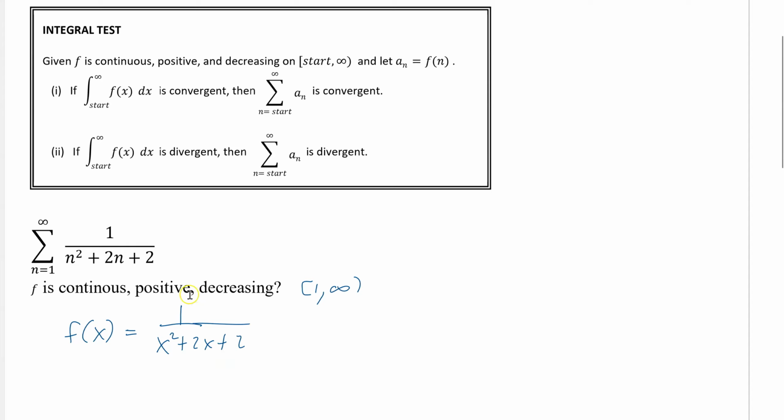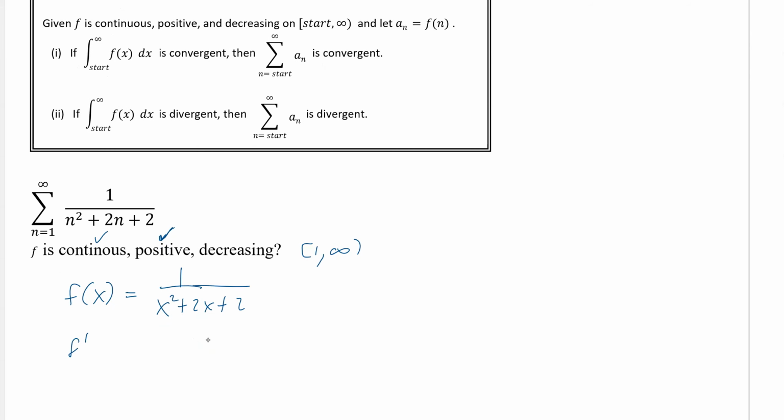And so let's go with positive first. There are no subtractions here, so this is definitely positive. So we're going to be plugging in from 1 to infinity. And if there are no subtractions, there's no way for our denominator to be 0, so it is continuous. So now we just need to show that it is decreasing, and that is our derivative.